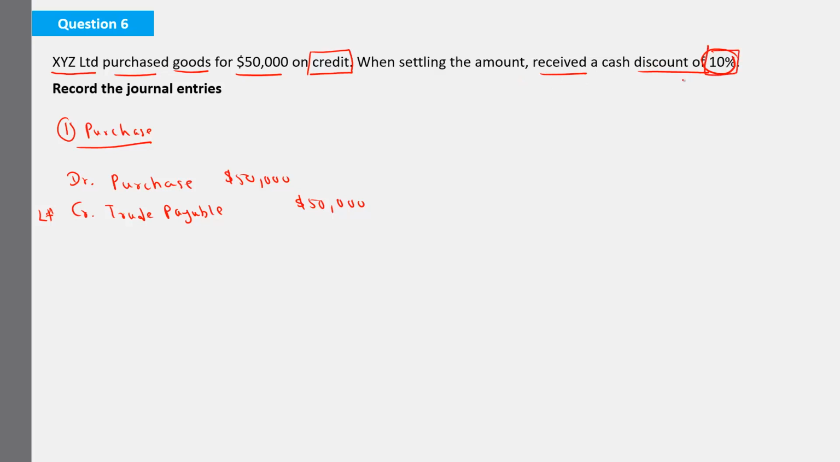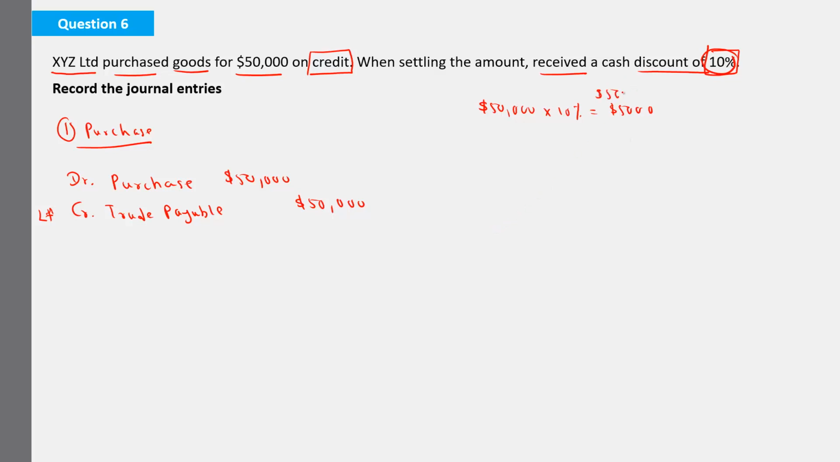So as I said, cash discount you will get at the time of settlement. So I am going to settle this supplier. I am going to make the payment for this particular supplier. When I make the payment, the supplier is reducing 10% from the amount that I should pay him. 50,000 is the amount that I should pay him. From that, he is giving me a 10% reduction. So how much is the reduction that he is giving to me? 5,000.